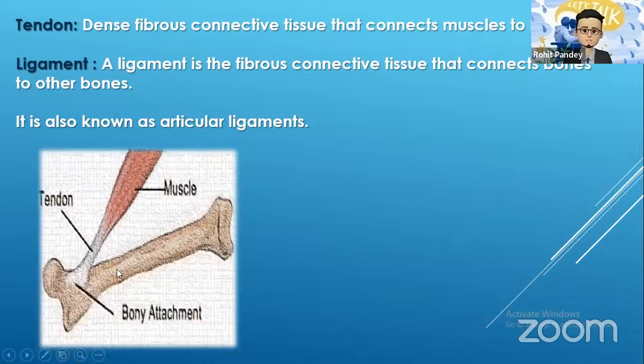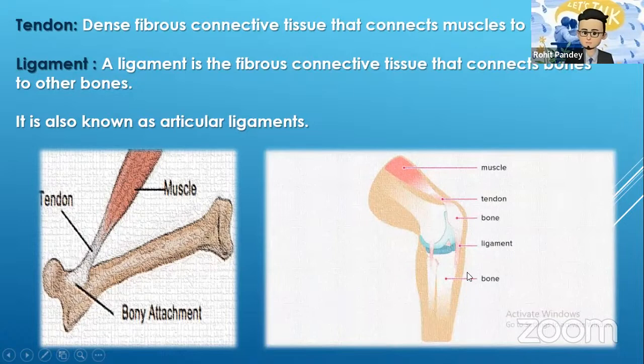Here you can see muscle and bone. Now you can tell me, this is bone, this is muscle, and that is called tendon, which connects muscles and bone together. That is called bony attachment. That is the tendon, that is muscles, bones, and that connection is called tendon.